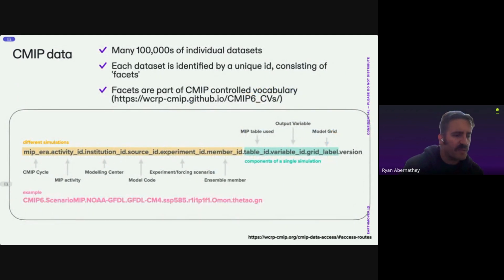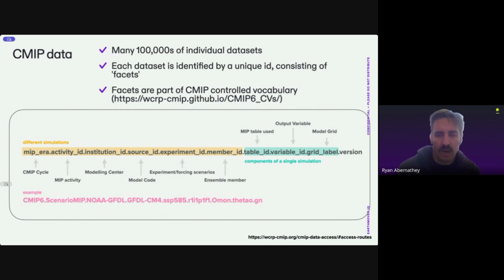In terms of the actual CMIP data, essentially what happens is all of these different experiments are generating specific data files. These are all netCDF files, to get specific, and they're characterized by a number of different facets that help you find and identify the data that you're interested in.